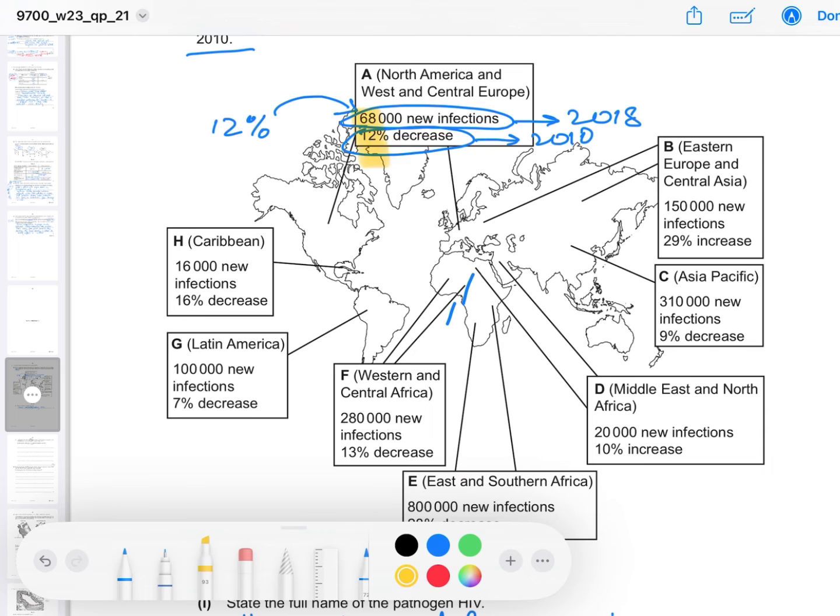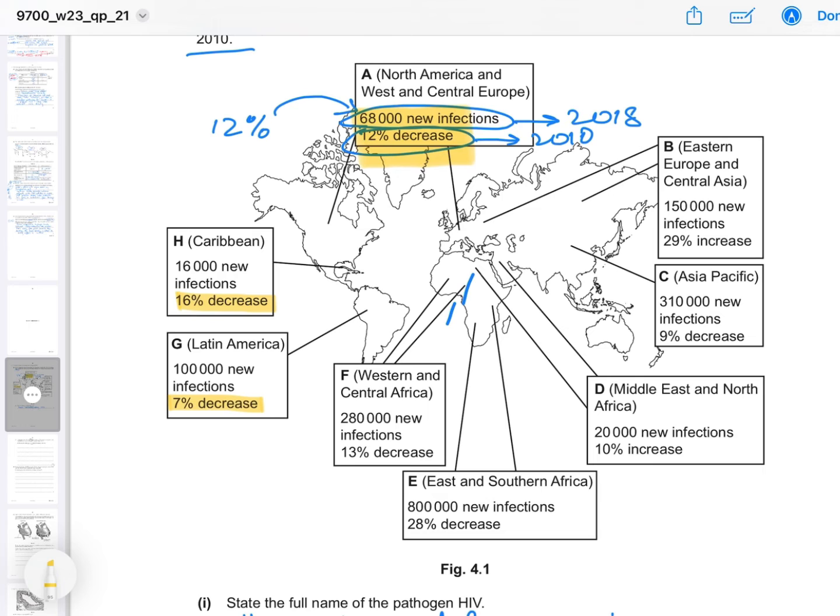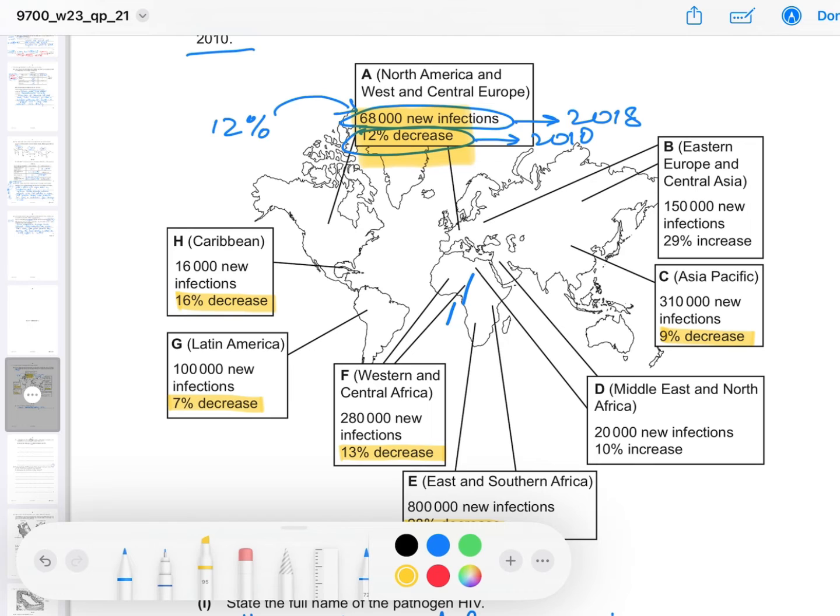So here you can see you've got a decrease, again a decrease, and most of these are decrease in cases, except for 2 regions which are an increase in cases. Those would be Eastern Europe and Central Asia, as well as Middle East and North Africa. So these are the exceptions. The general trend is a decrease in the number of cases.